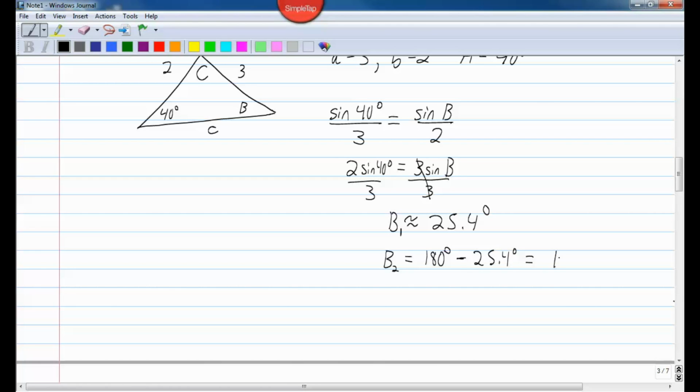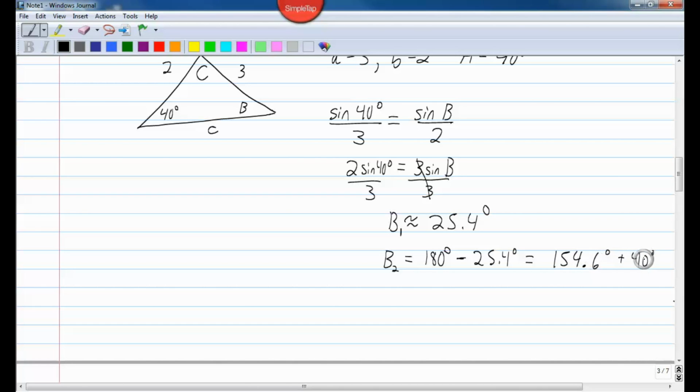So that gives me 154.6 degrees. This would be B in my second triangle. Now, the way that you tell if there is a second triangle is you take this angle measure and add it to the given angle measure. You see the given angle measure in the triangle? It was 40 degrees.